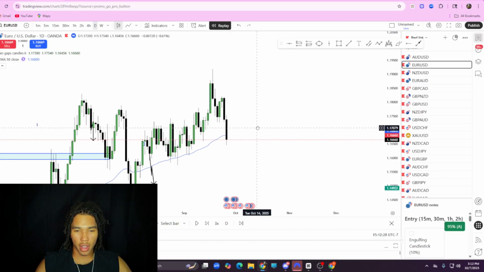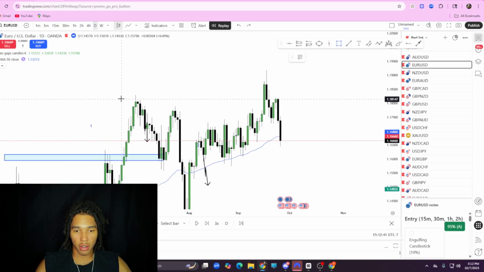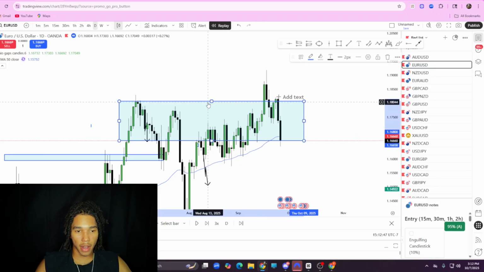So I find the most previous lower low and lower high. This would be our most previous lower low. This would be our most previous lower high. So we look for areas in this range. Boom, boom. So if I go down, we have our first structure point.